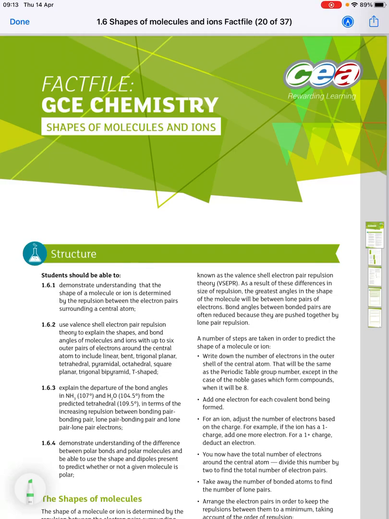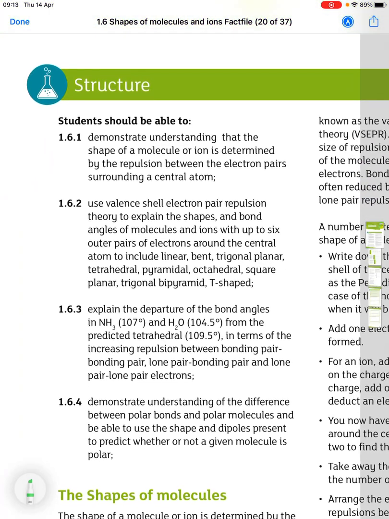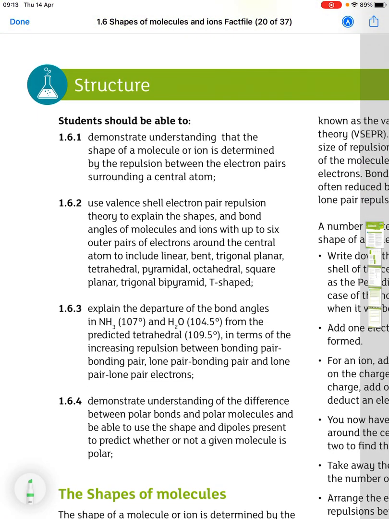This is 1.6, shapes of molecules and ions. So there are 4 points that you need to know in this topic. The first is to demonstrate understanding that the shape of a molecular ion is determined by repulsion between the electron pairs surrounding the central atom.